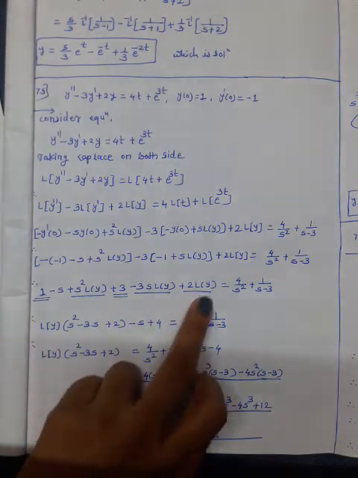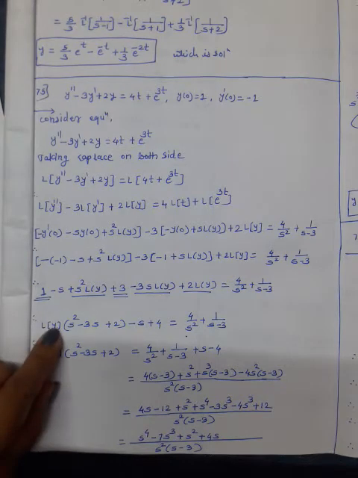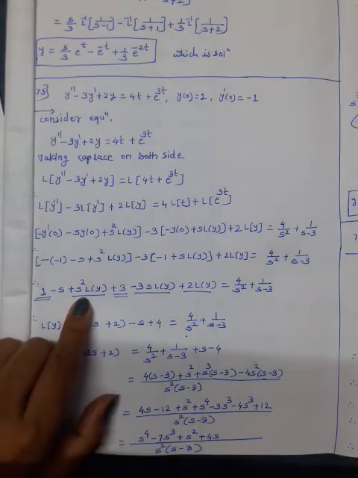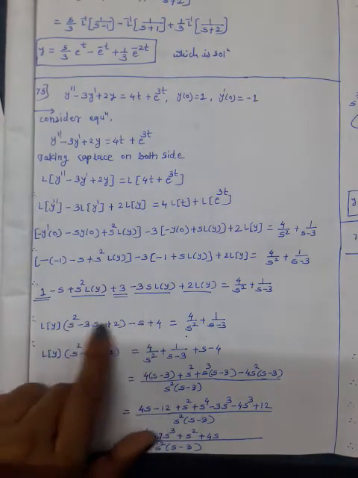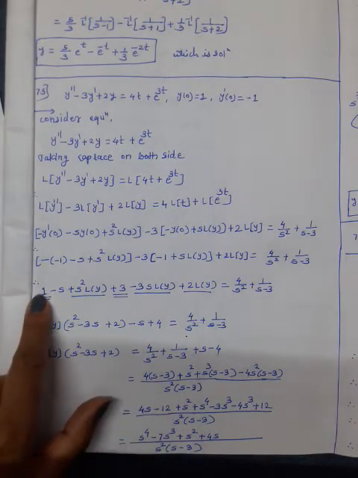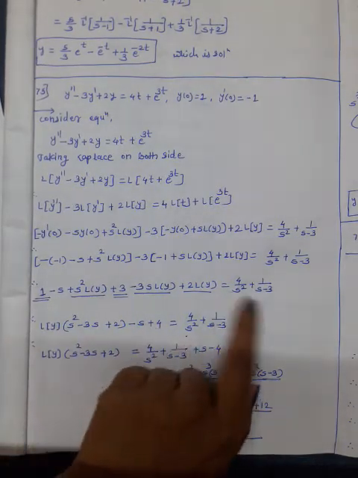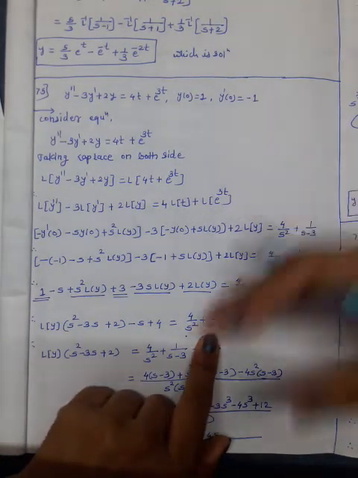Now from these three terms L of y is common. A bracket will consist s square minus 3s plus 2. This minus s as it is, and minus 3 plus 1 plus 3 plus 1 is plus 4. And rest of the RHS as it is. We are going to simplify only.